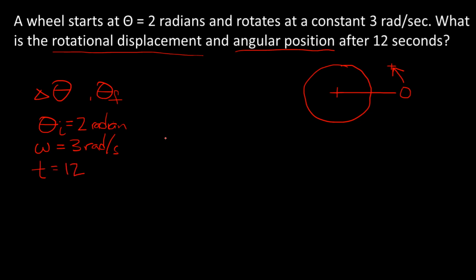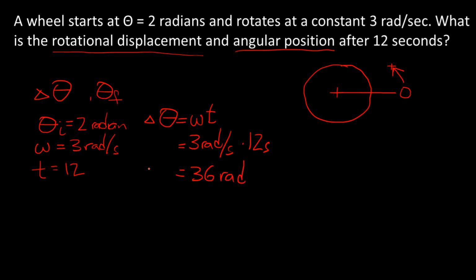Let's look at our relationships. All the linear relationships also apply in the rotational world. So we'll say that our change in angular position is really equal to our rate of change, which we call our angular velocity, times time. That's going to be pretty straightforward. I'm rotating at a rate of 3 radians per second for 12 seconds. And 12 times 3, what is that? 36 radians. My change in position is 36 radians.